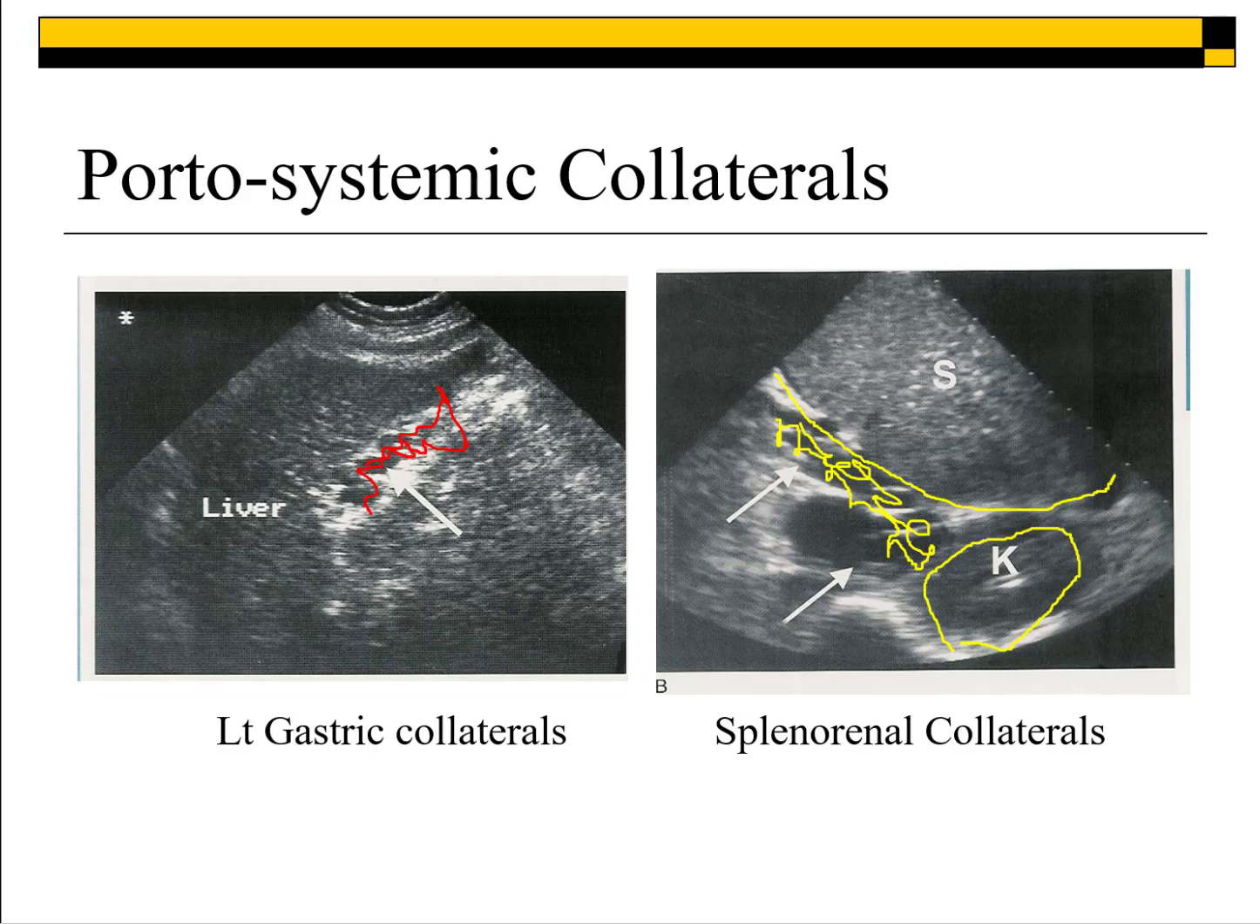So again, that's the splenorenal collaterals, and those are the prominent varices we're going to see right at the splenic hilum, and we're going to have that enlarged left renal vein as we take the blood flow that way to decompress the portal venous system.